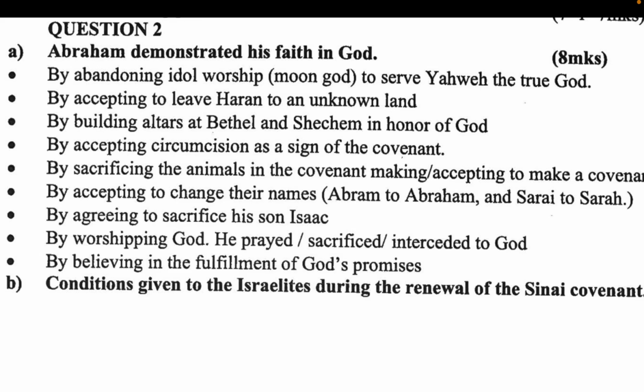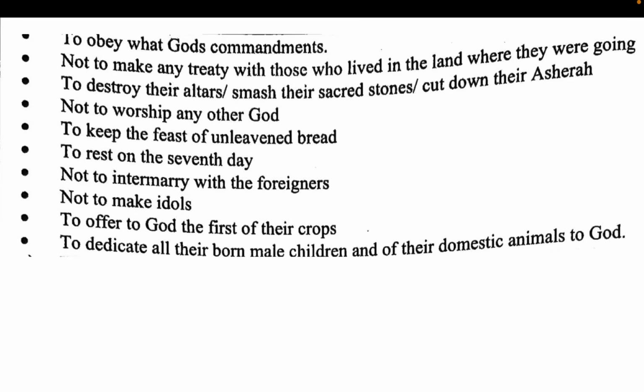Question 2B. What were the conditions given to the Israelites during the renewal of the Sinai covenant? So, conditions in the renewal of the Sinai covenant. Number 1 is to obey God's commandments. Not to make treaties with those who lived in the land they were going to. To destroy the altars of the idols, that is the idols like Asherah. Not to worship any other god.